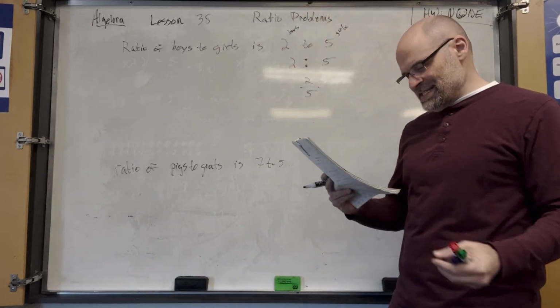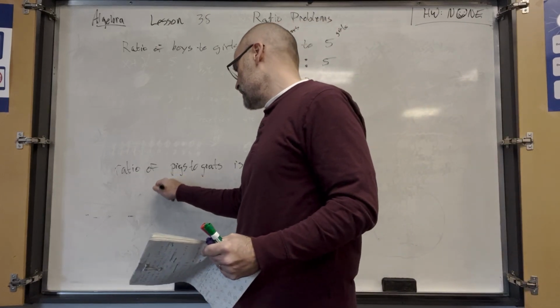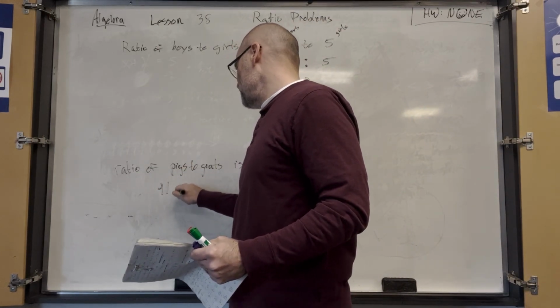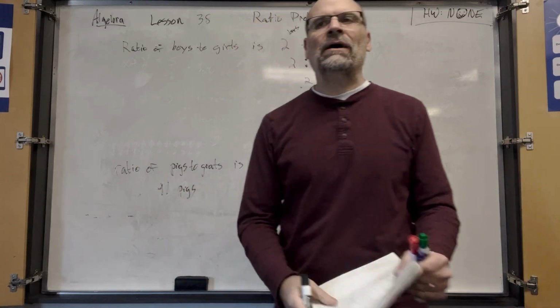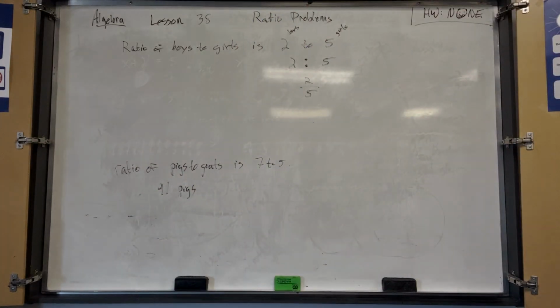Ratio of pigs to goats, 7 to 5. So let's say there's 91 pigs. My marker's doing bad things. 91 pigs. So how do you figure out how many goats there are if you know that the ratio is 7 to 5, but there's 91 pigs? How many goats? How do you figure that out? Do you know?